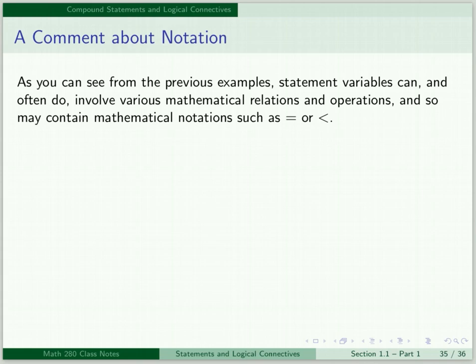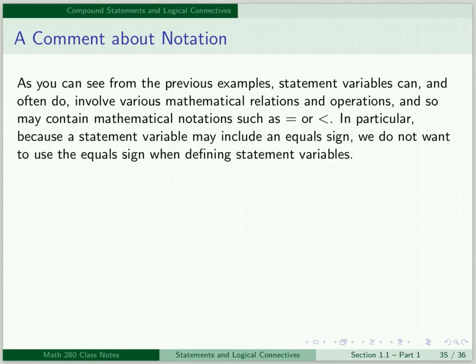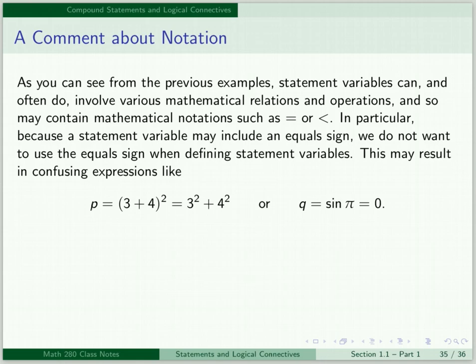A quick comment about notation. As you can see from the previous examples, statement variables can, and often do, involve various mathematical relations and operations, and so may contain mathematical notations such as equals or less than. In particular, because the statement variable may include an equal sign, we do not want to use the equal sign when defining statement variables. This may result in confusing expressions like p equals quantity 3 plus 4 squared equals 3 squared plus 4 squared, or q equals sine of pi equals 0.